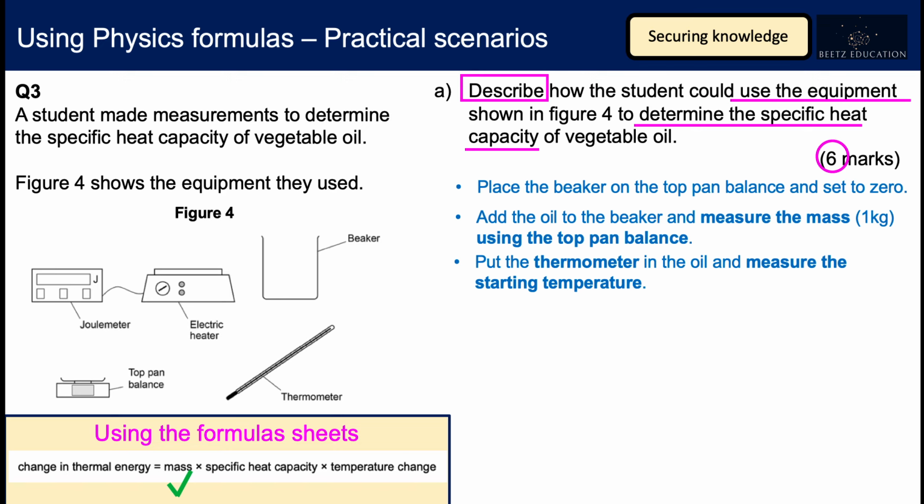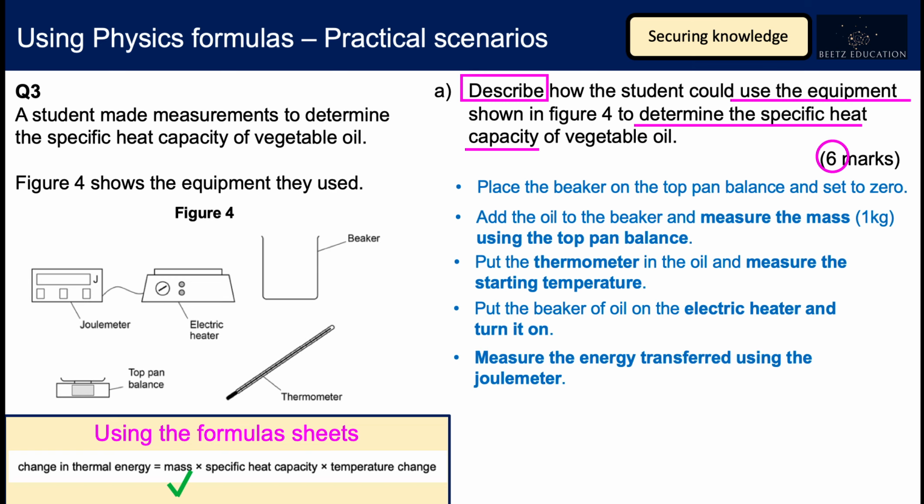Next, put the thermometer in the oil and measure the starting temperature. Okay, so I'm looking at temperature change now. I'm not going to tick that off just yet though, because temperature change is obviously going to require the temperature to be measured twice and then the difference calculated. I'm going to put the beaker of oil on the electric heater and turn it on because obviously I'm going to need to start transferring some energy to it. So that's going to be via the electric heater.